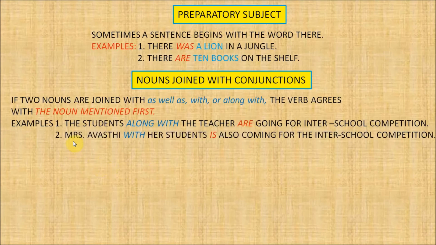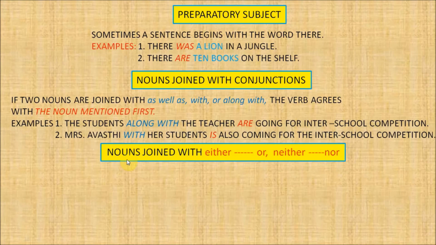Now let's see another example. Mrs. Avasti with her student is also coming for the inter-school competition. Here Mrs. Avasti is the first noun and her student is the second noun. And is is used because the first noun is singular in number, therefore the verb is also used singular in number.